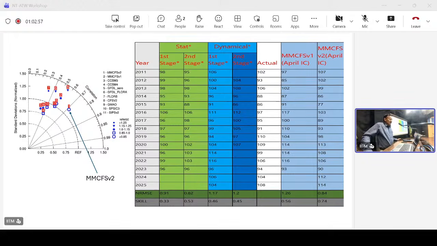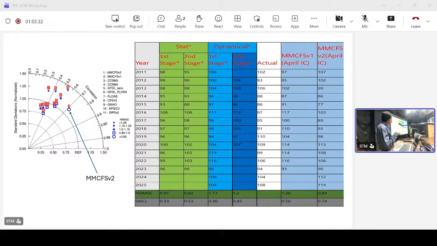So this is the acid test of the models. Here we have not done any tuning. Whatever initial conditions are used for forcing the models, the same initial conditions are used for both MMCFS version 1 and version 2. What you notice is that version 1 skill is about 0.6 and version 2 skill is about 0.74. Here you can see that different models are listed, and among all these models MMCFS version 2 stands very clearly out from the rest of the bunch.